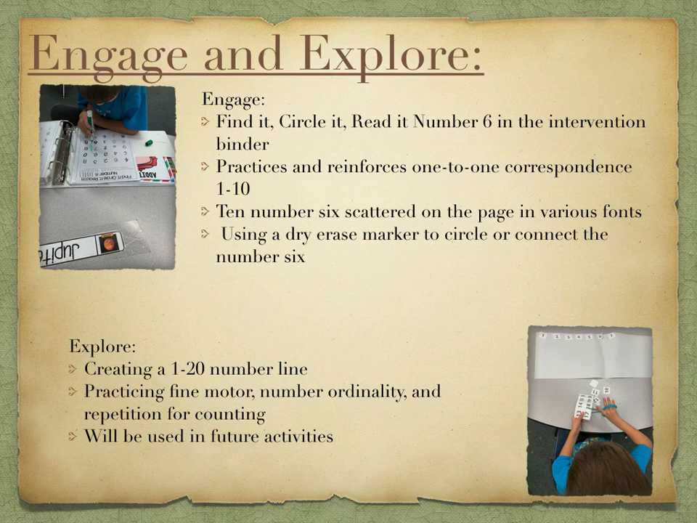So the lesson that I'm going to go over is our second time together. In the beginning, on the engage part, we used the intervention binder. The page that we used is called Find It, Circle It, and Read It for number 6. On that page, there are actually 10 different number 6s. But what's really cool about it is they're all in different fonts.